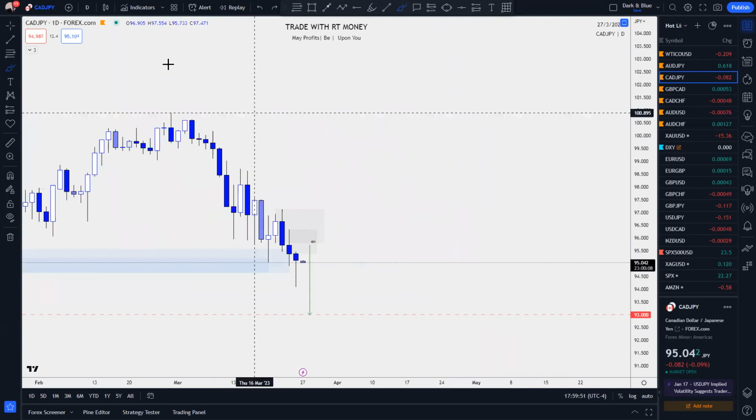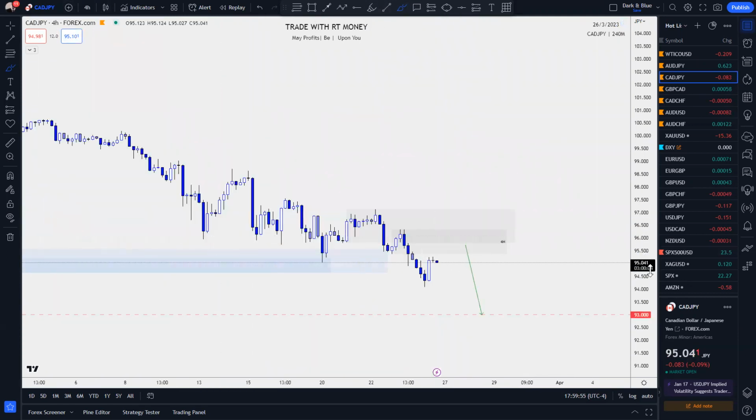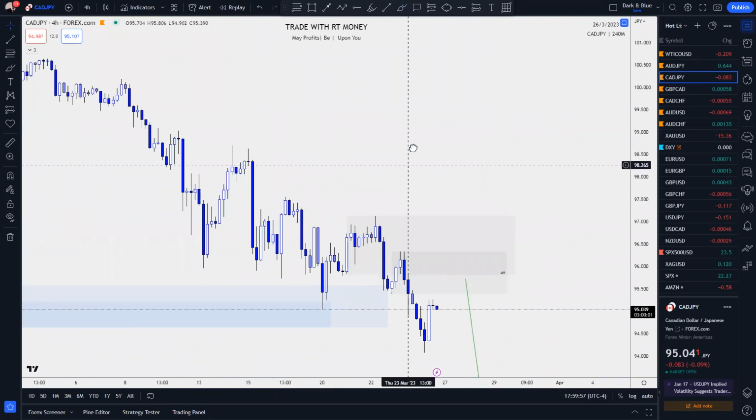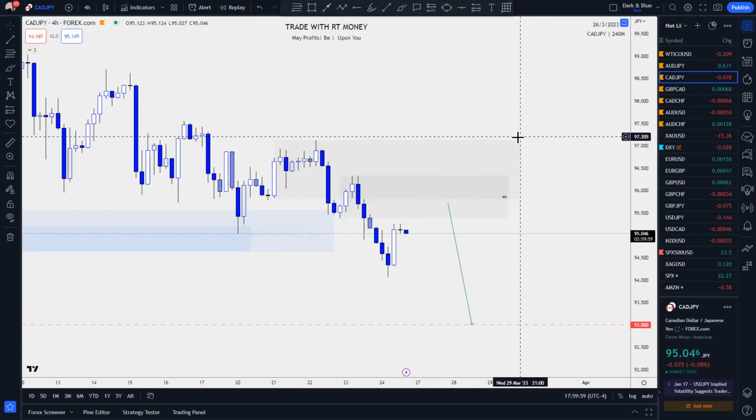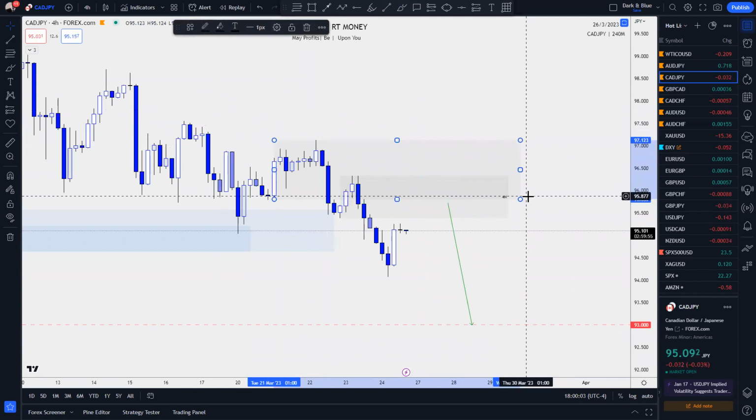If we go to the 4 hour, I'm going to show you something. I've got some areas to look at. This larger one that I'm highlighting right now is a daily zone of supply.